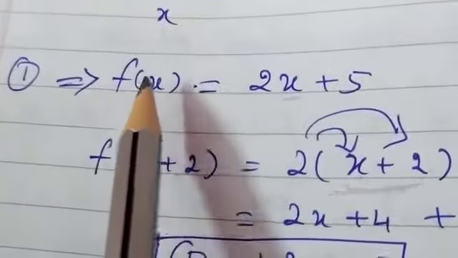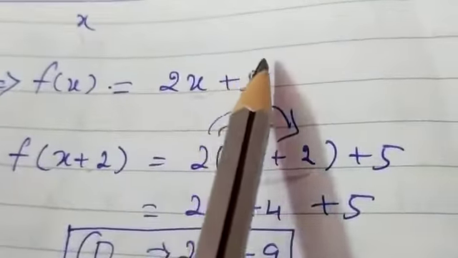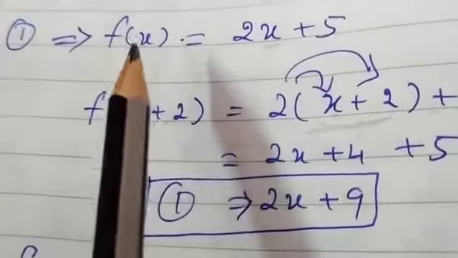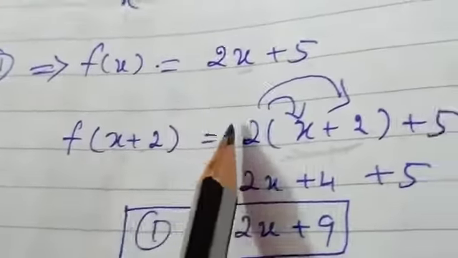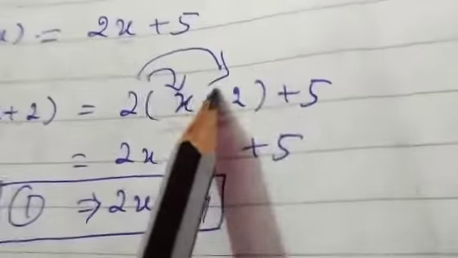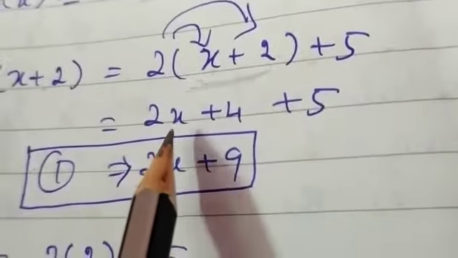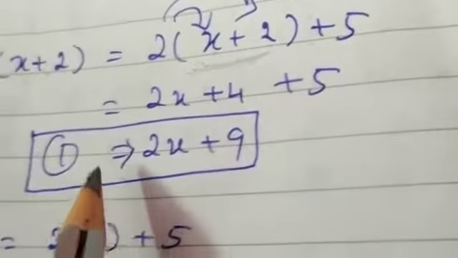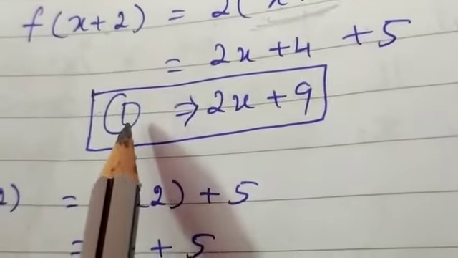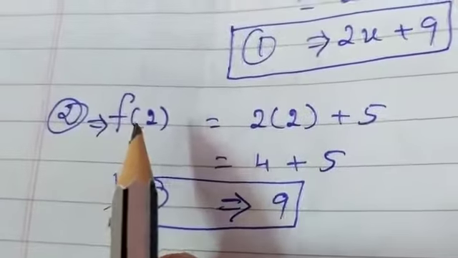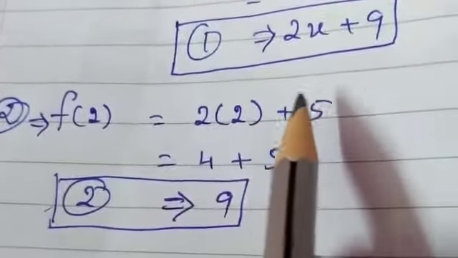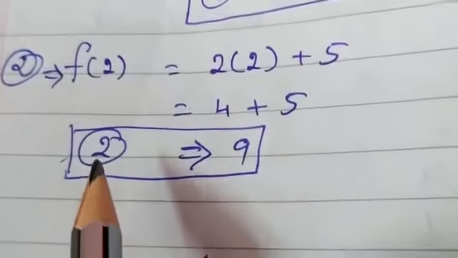So our f of x is 2x plus 5. So if we substitute x plus 2 value in the place of x, then we get 2 into x plus 2 plus 5. That is 2x plus 4 plus 5. So our first equation is 2x plus 9. So our equation number 2 is f of 2 equal to 2 into 2 plus 5, that is 4 plus 5. So our equation number 2 is 9.